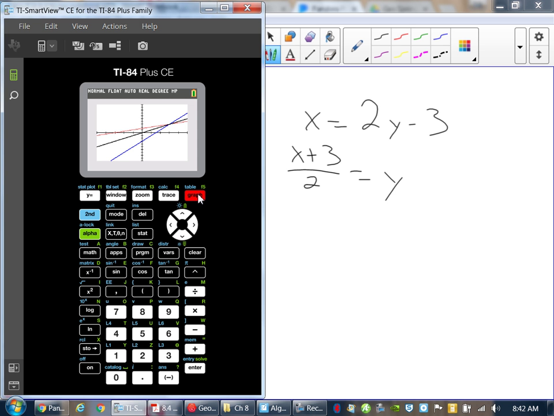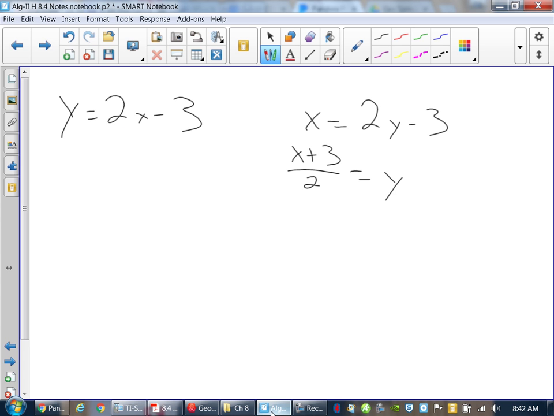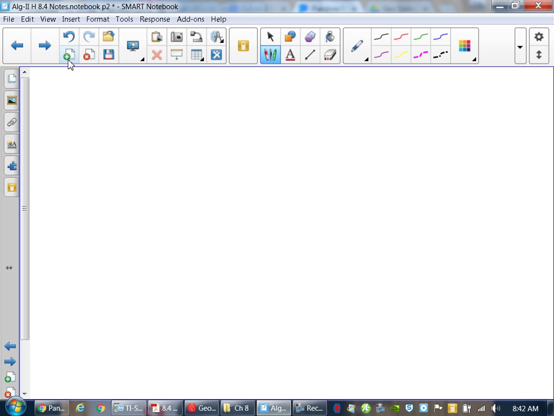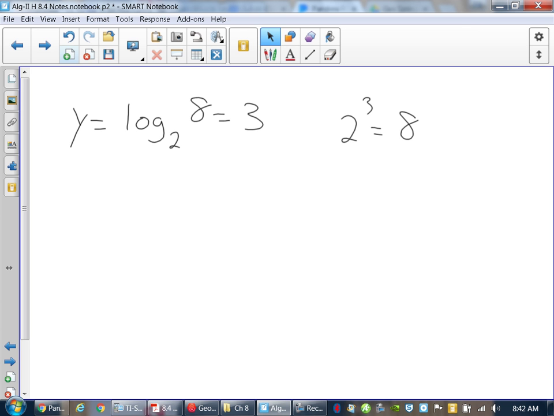So, excuse me, if we look at a real basic log, y equals log base 2 of 8 equals 3. We okay with that? Exponentially, that means what? 2 to the third power equals 8? Yes. So 2 to the third power equals 8. So if I put in, actually I should do this.